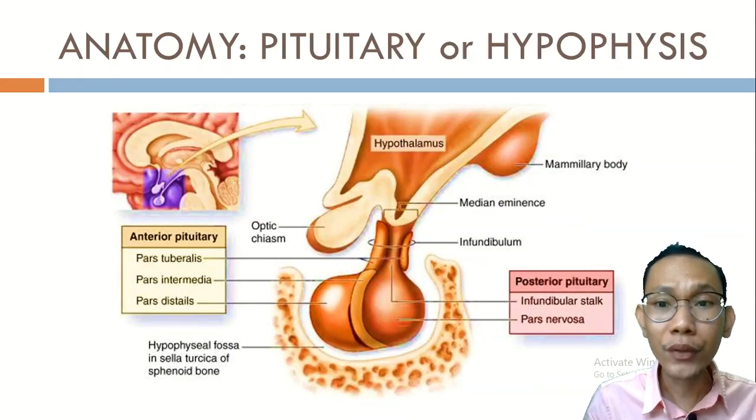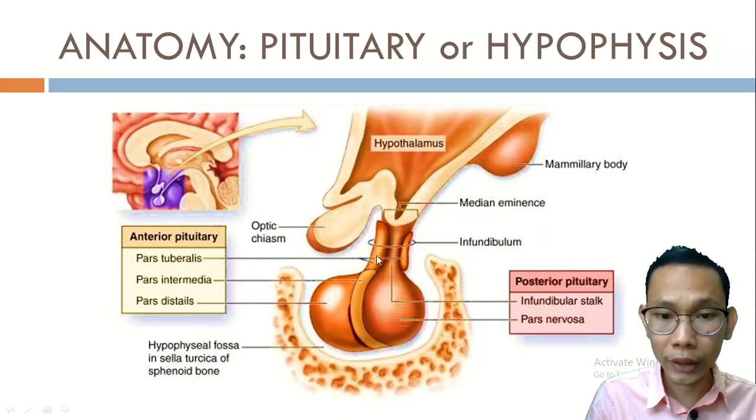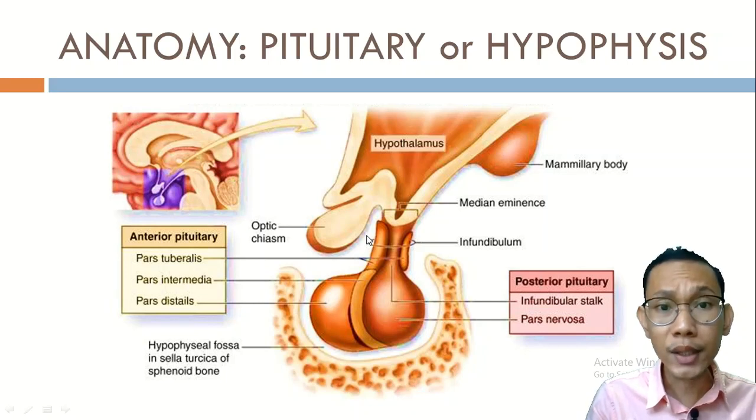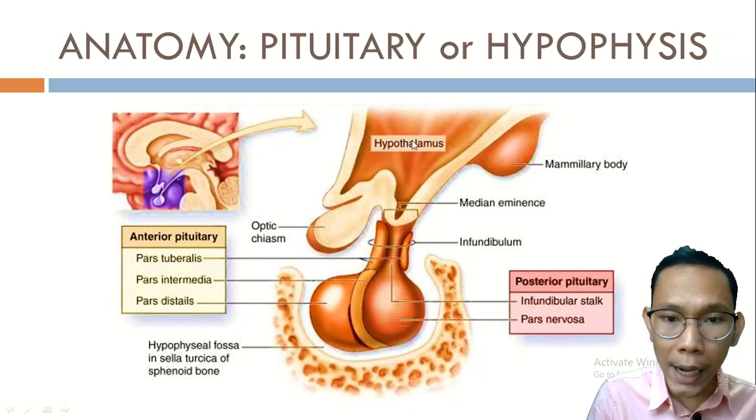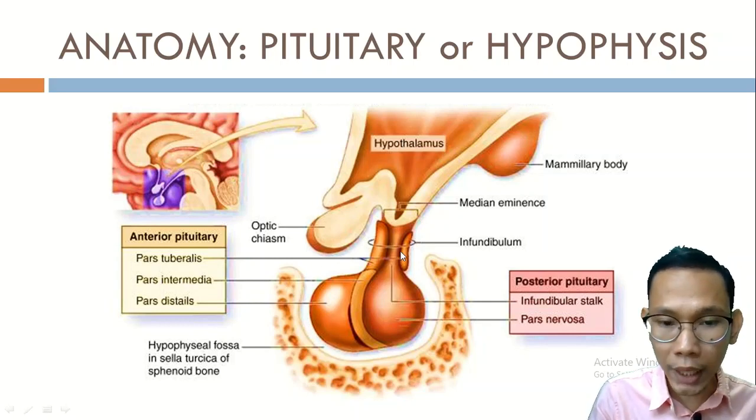For the anatomy of your pituitary or your hypophysis, here, this is your hypothalamus again. Then we have your median eminence, which is connected to your infundibulum. And your infundibulum is what we term your pituitary stalk. Your pituitary stalk connects your hypothalamus to your pituitary gland. This is your pituitary gland.